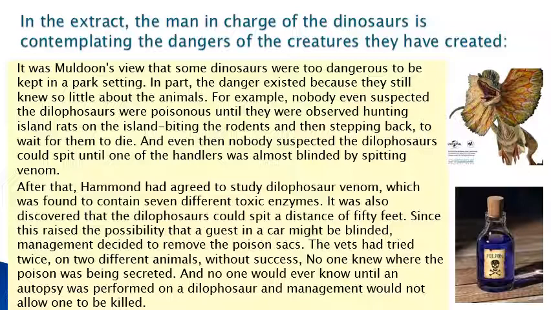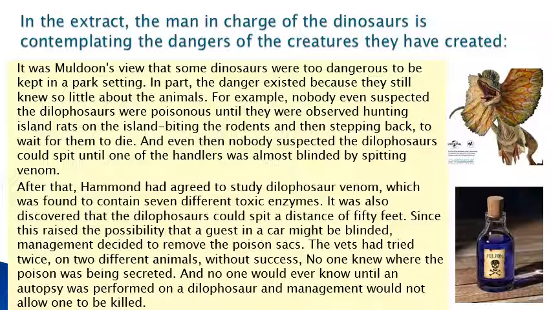It was Muldoon's view that some dinosaurs were too dangerous to be kept in a park setting. In part, the danger existed because they still knew so little about the animals. For example, nobody even suspected the Dilophosaurs were poisonous until they were observed hunting island rats on the island, biting the rodents and then stepping back to wait for them to die. And even then, nobody suspected the Dilophosaurs could spit until one of the handlers was almost blinded by spitting venom. After that, Hammond had agreed to study Dilophosaur venom, which was found to contain 7 different toxic enzymes.